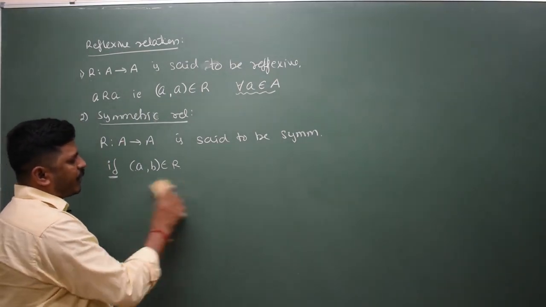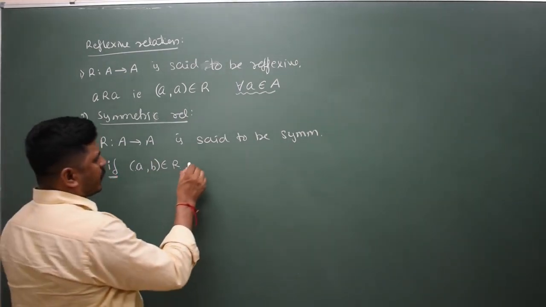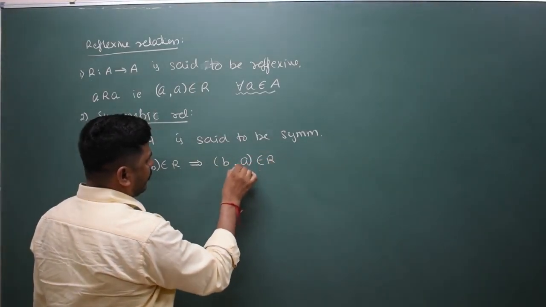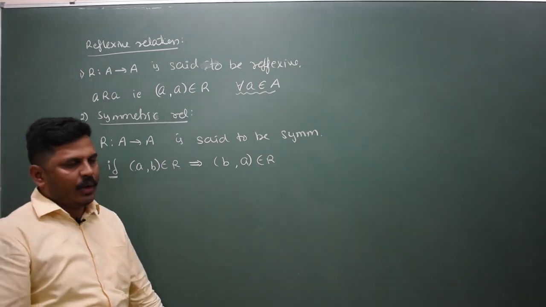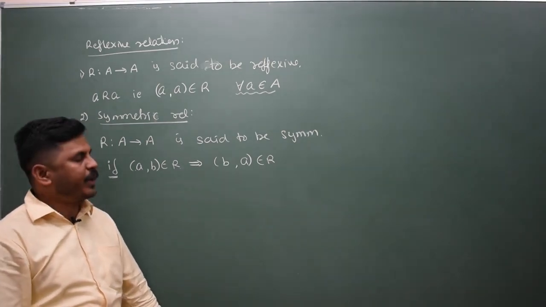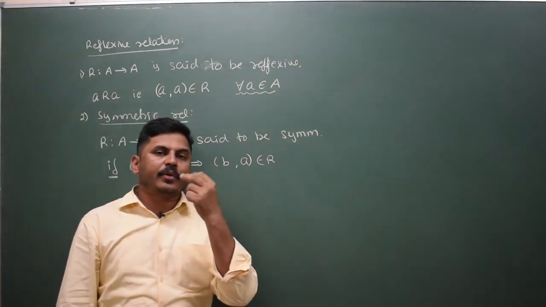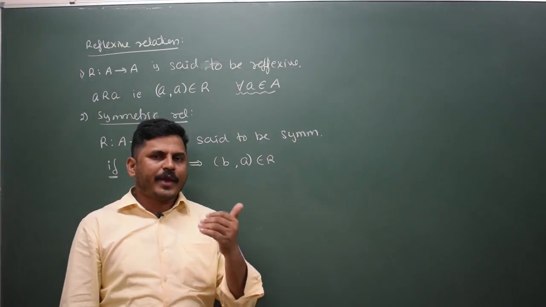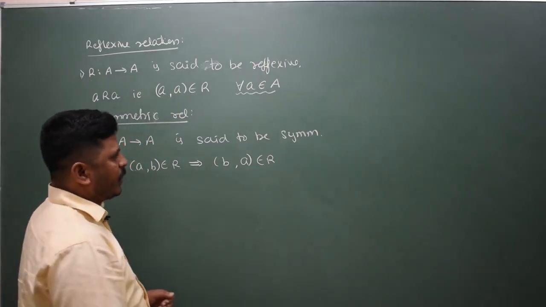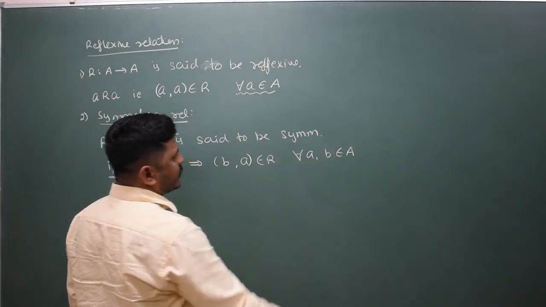This is the general method that I will follow. That is, A is related to B. If so, then B is also related to A. If A is related to B, then B is related to A. The very important word is if. Only if A is related to B must B be related to A. If A is not related to B, then there is no need to think about whether B is related to A or not. This must be true for all elements A comma B belongs to set A.